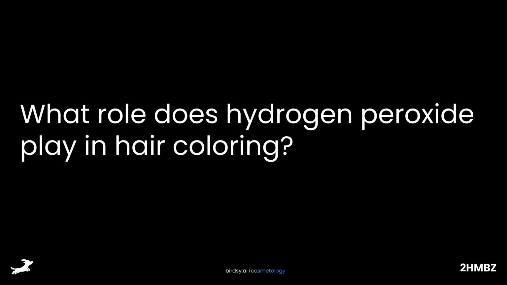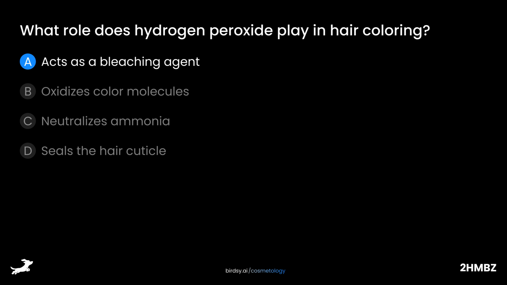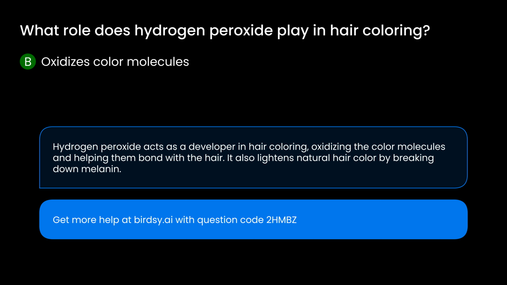What role does hydrogen peroxide play in hair coloring? Is it A, acts as a bleaching agent, B, oxidizes color molecules, C, neutralizes ammonia, or D, seals the hair cuticle? The answer is B, oxidizes color molecules. Hydrogen peroxide acts as a developer in hair coloring, oxidizing the color molecules and helping them bond with the hair. It also lightens natural hair color by breaking down melanin.